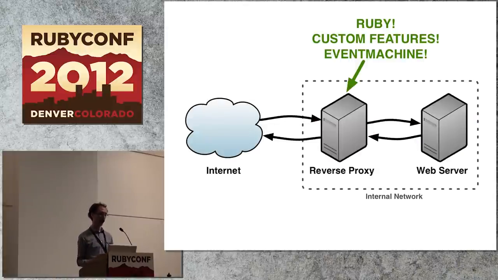But what I'm here to talk about is taking that reverse proxy layer and doing other fun things inside of it. You can implement your own layer there in Ruby. You can implement custom features. You can use EventMachine to do this, to do highly scalable reverse proxies. And that's a lot of fun.